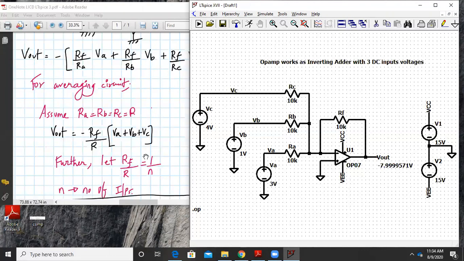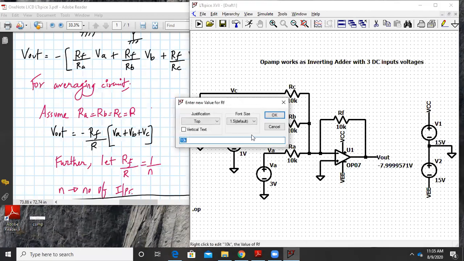That value. So we can write over here, since we have selected R as 10K in this numerical, that is RA is equal to RB is equal to RC is equal to 10K. So your value of RF will be R upon N, that is R upon 3, because we have 3 inputs. So that will be 10K divided by 3. So that comes out to be 3.33.